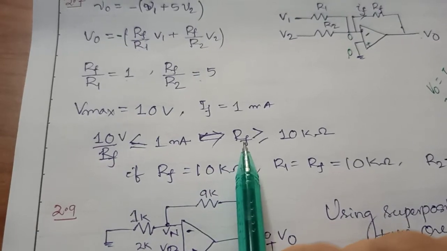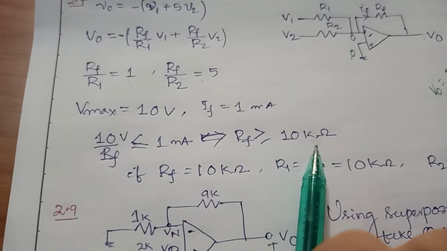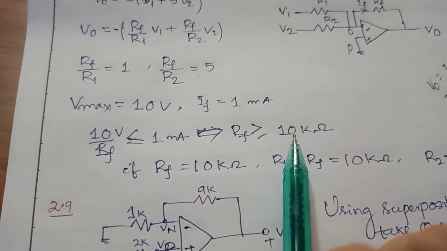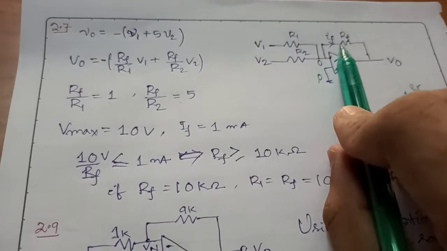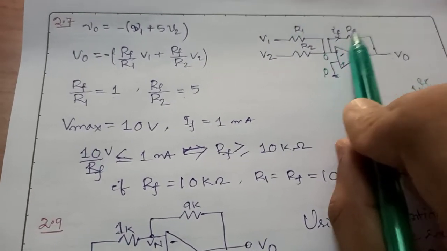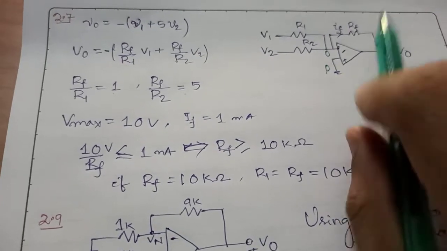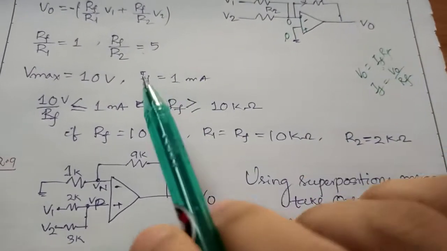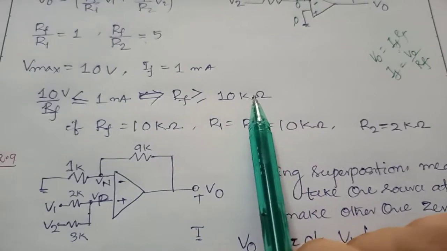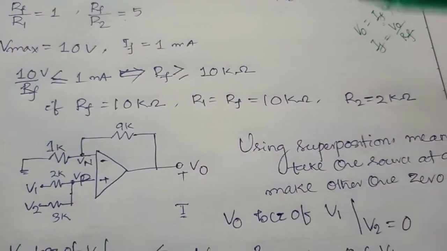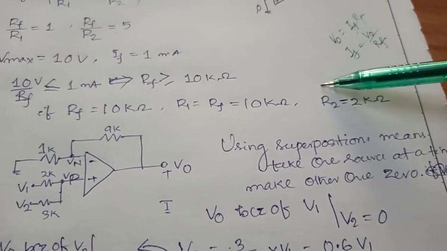So from here I will get that my RF value should be greater than or equal to 10 kilo ohm. Means at minimum it should be 10 kilo ohm. Then only 1 milliampere of current will flow through this, and a maximum of 10 volt I will get. Okay. So once you get the value of RF equal to 10 kilo ohm, you put it in either of these two equations, and you will get the values of R1 and R2.